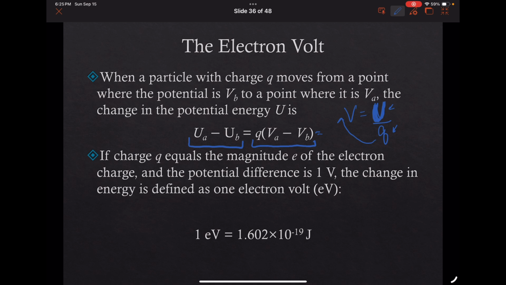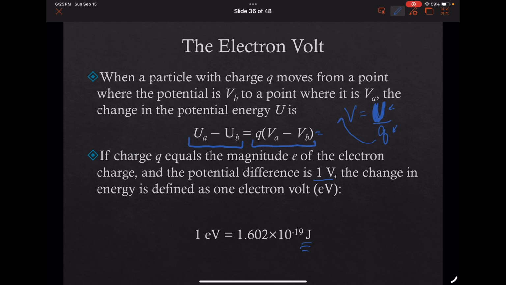And so 1 electron volt is defined as the energy required to move an electron across a difference of 1 volt, okay? So the energy required to move an electron through a potential difference of 1 volt is 1 eV, which is 1.602 times 10 to the minus 19 joules.